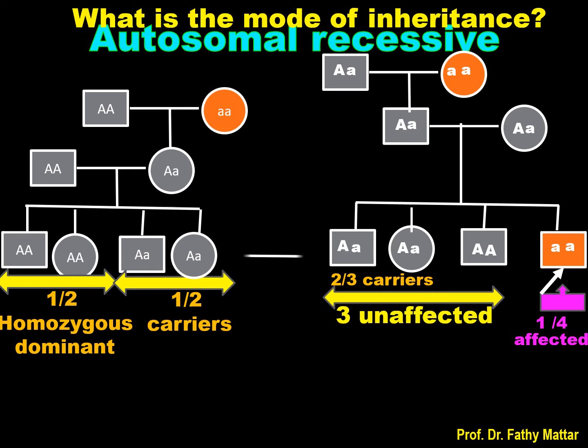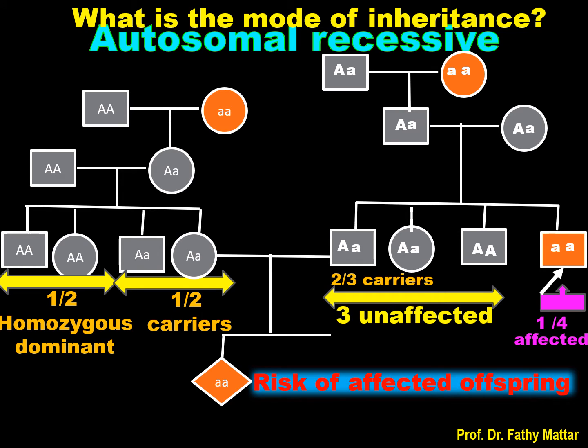Now, if one male of this family married a female from the second family, what is the probability that they will have an affected offspring? How do we calculate that?